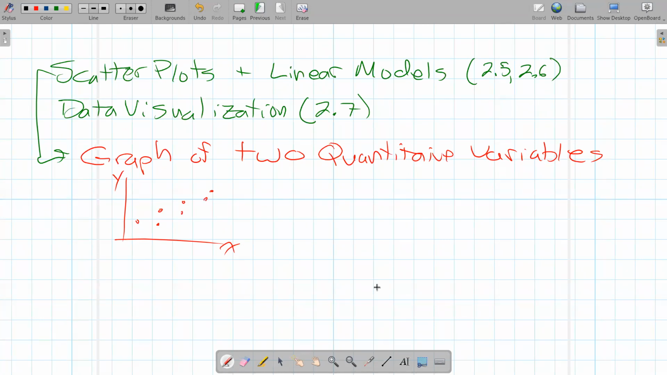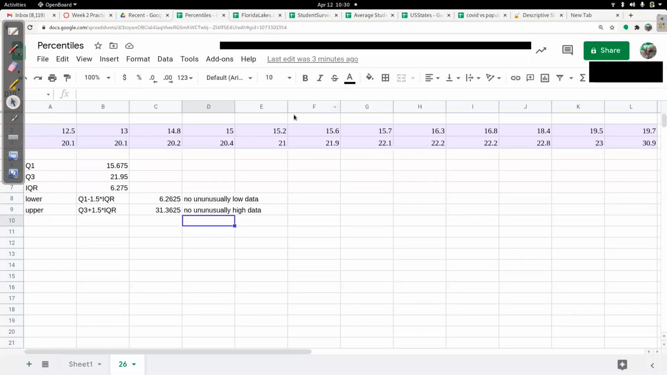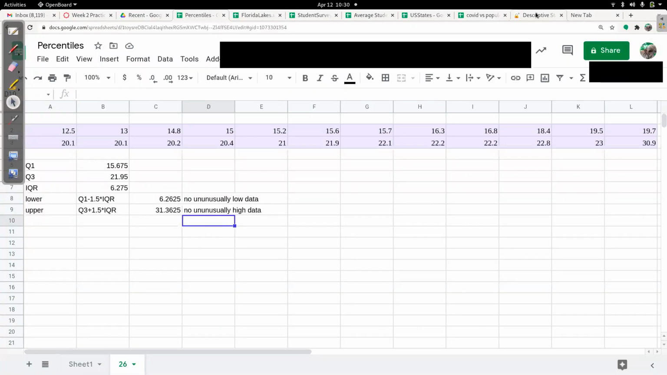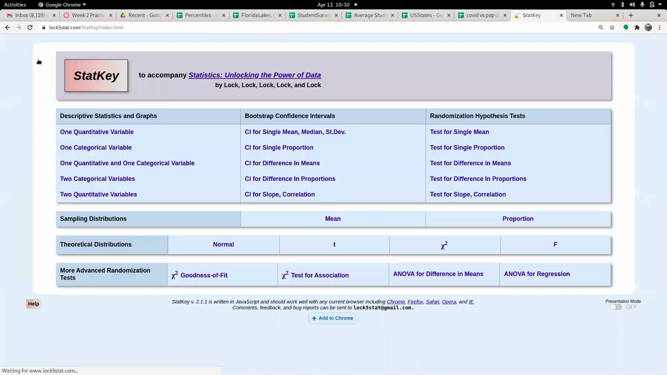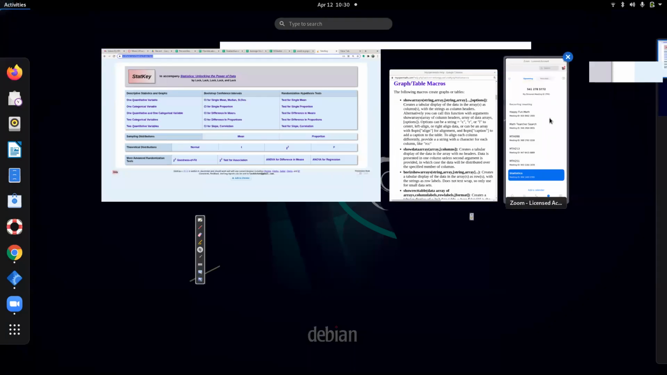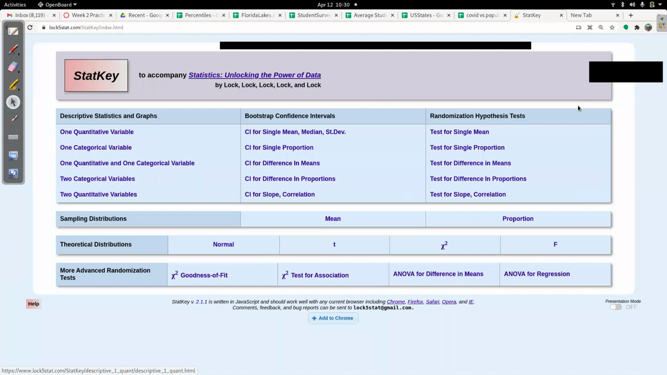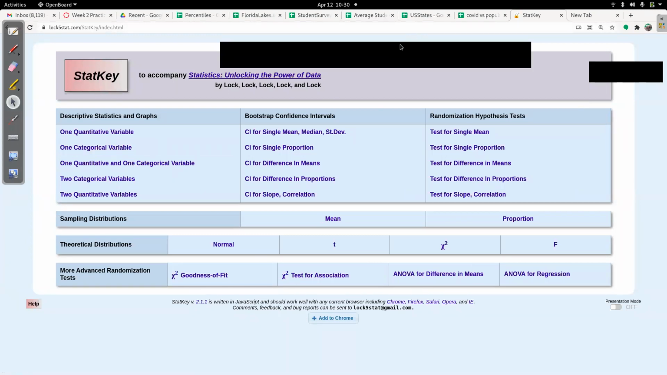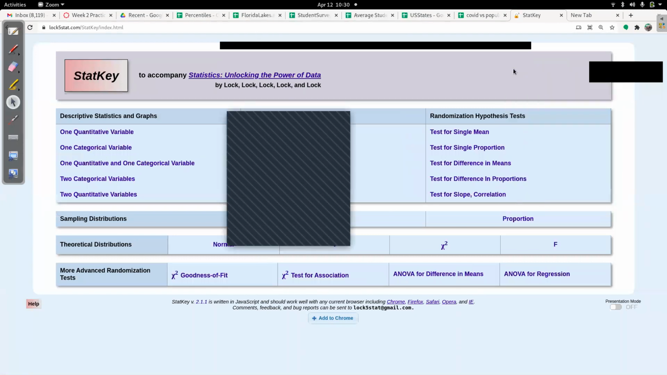So let's look at a few examples from StatKey. StatKey is a website that accompanies our book. And I'm going to go to their base homepage here. I'm going to put this in the chat if anybody wants to go there and play with me, if you don't already have it bookmarked. Sorry, again, I'm at home on a different computer than usual. All right, so in the chat is the link if you want to check it out.